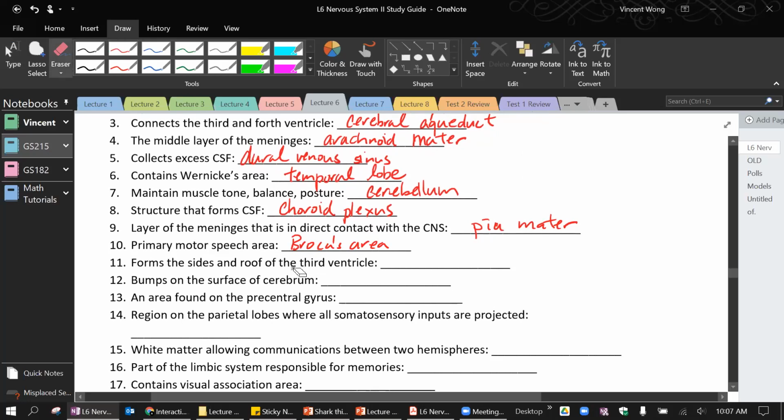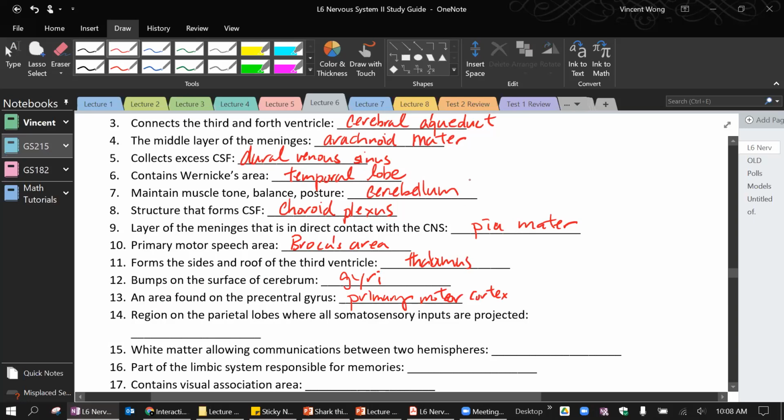Forms the sides and the roof of the third ventricle, thalamus. I showed you that on the 3D model before. Bumps on the surface of cerebrum, gyri. Singular is gyrus. An area found on the precentral gyrus, that is the primary motor cortex, which enables voluntary movement, right?